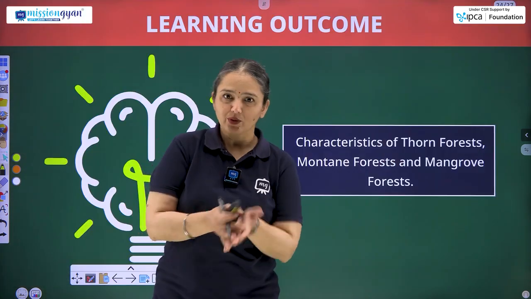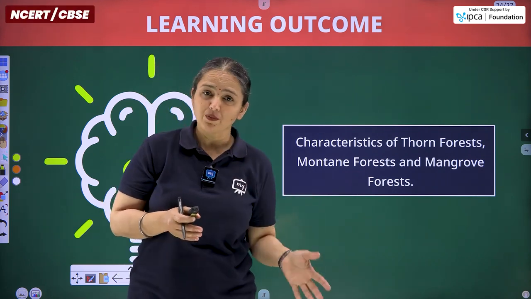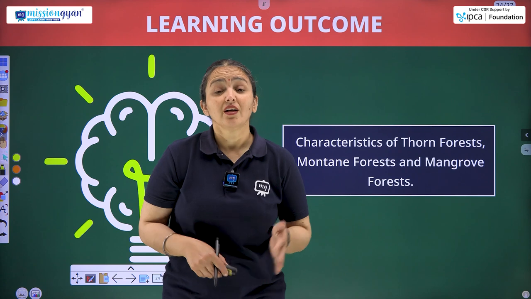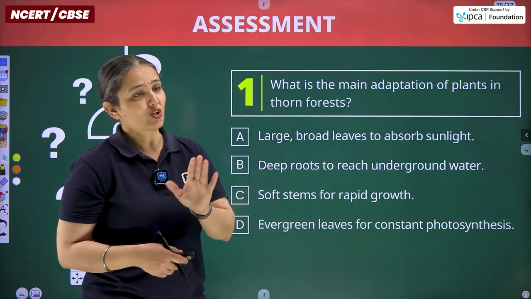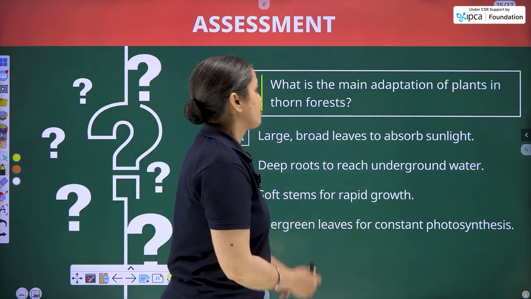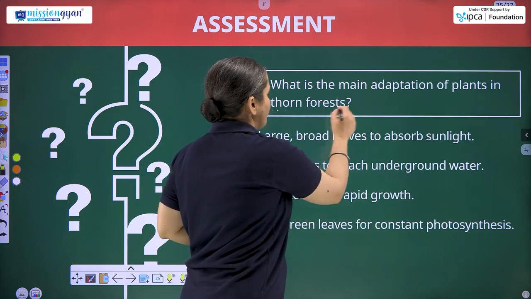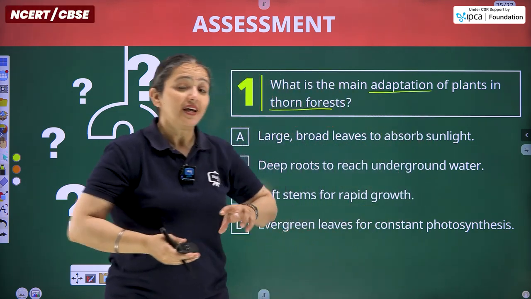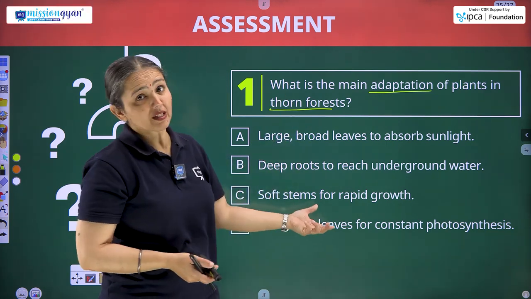So that was all about our today's class. We have discussed the characteristic features of five types of vegetation in the prior and today's class collectively. Now is the time to recall the three forests that we have discussed in today's class. What is the main adaptation of plants in the thorn forest? They have adapted themselves, adjusted themselves according to that particular feature we have to identify among these.